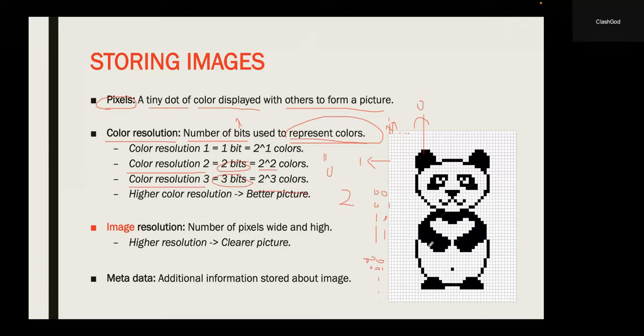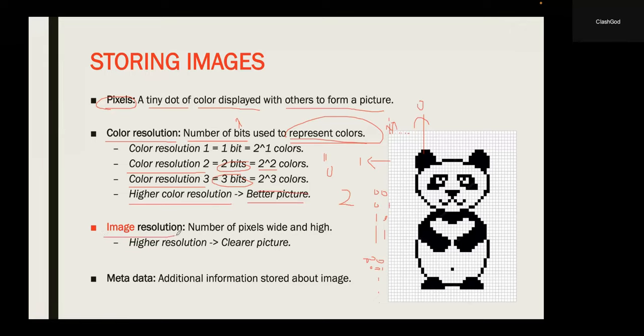But now the photos have lots of colors. So the color resolution is higher and the picture is better and more realistic. So you can say that images with a higher color resolution are better pictures, clearer and more realistic. And the reason for it is because more colors can be used, right? More colors can be represented.